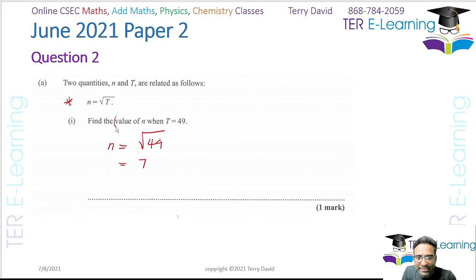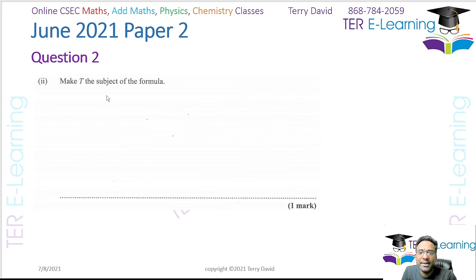Now notice here, they said the value of n. Normally, if we were to find the square root of something, we have two values. It can be positive 7 or it can be negative 7. But the fact that they told me value, I'm only concerned with the positive value, which is 7. That's it.